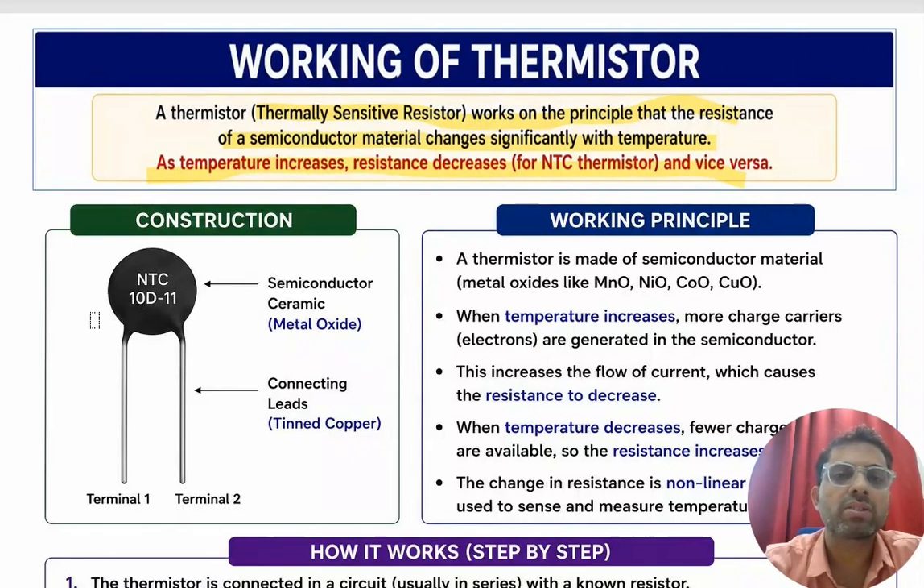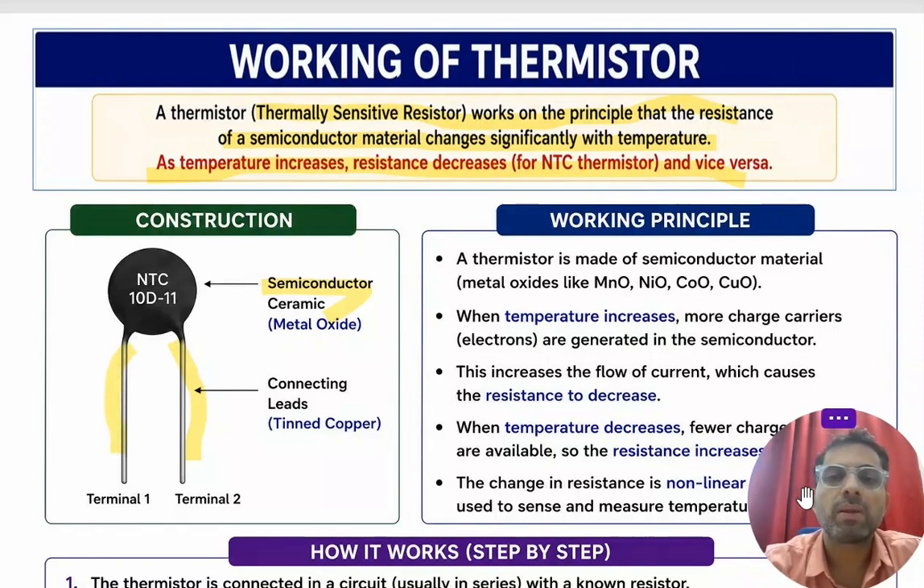Now you can see the construction of this thermistor. This is one type of thermistor, that is NTC 10D-11. सो ये जो राउंड कलर का राउंड जो शेप है उसको वो क्या है? सेमीकंडक्टर सिरेमिक है. It is a metal oxide, and these are the connecting leads, that is terminal 1 and terminal 2, and these connecting leads are made up of thinned copper. So this is the construction of the thermistor.